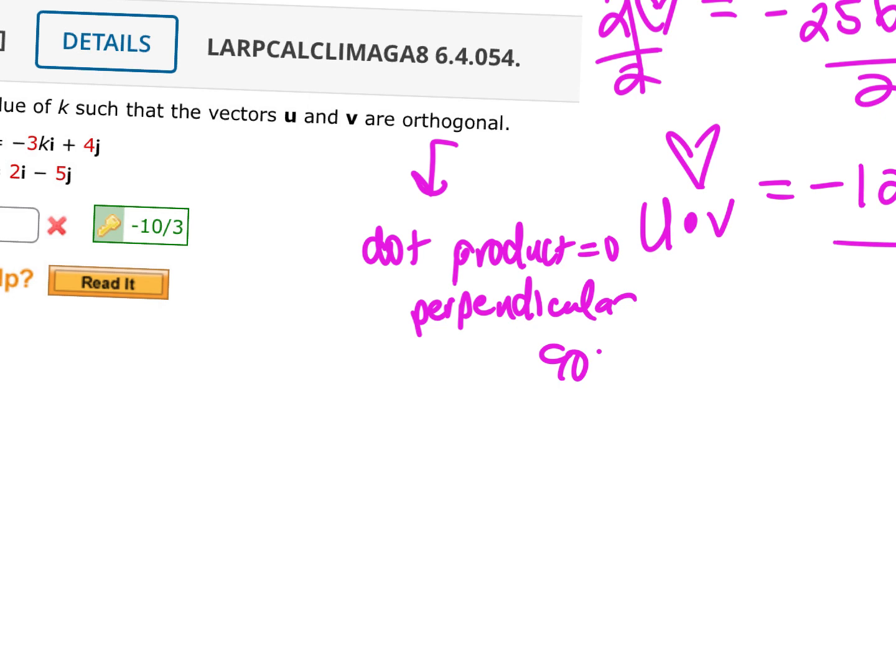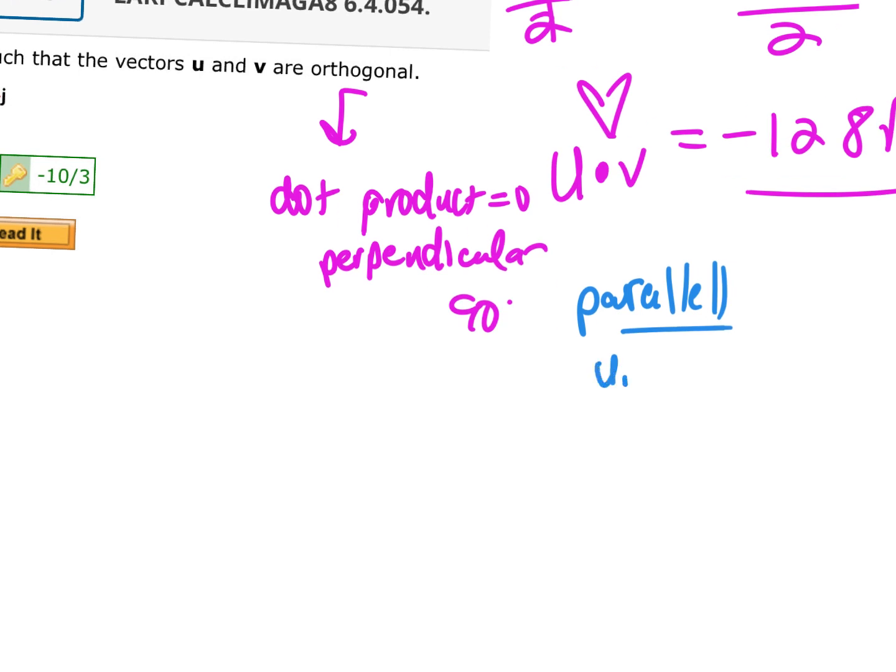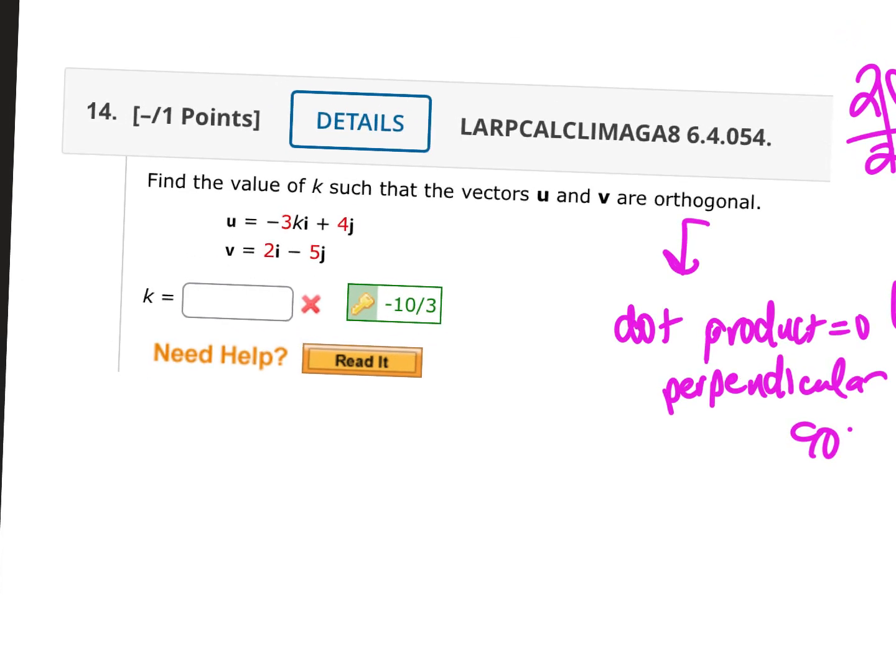Remind yourself again, this is a side note, but how would you figure out if the vectors were parallel? First over first equals second over second, right? Okay, just remember that.